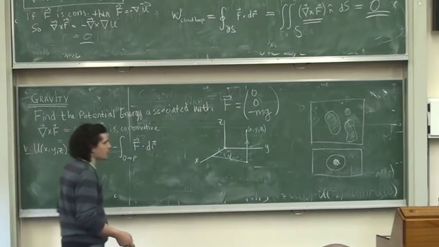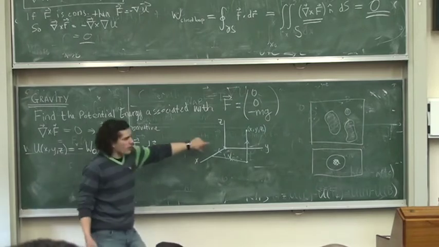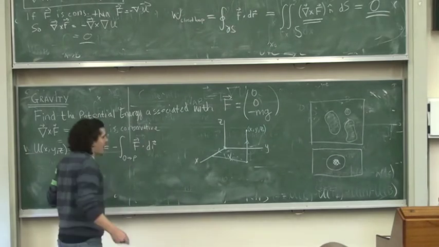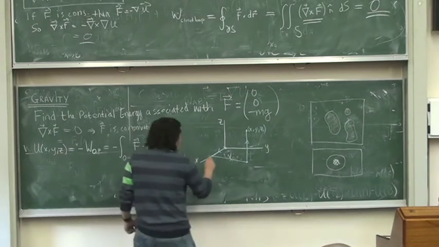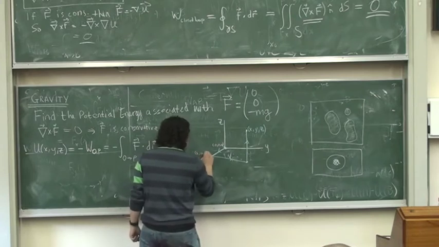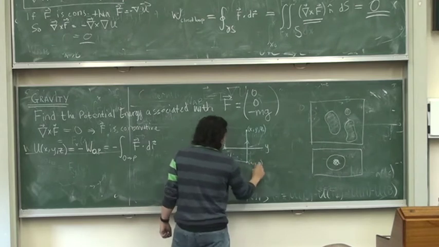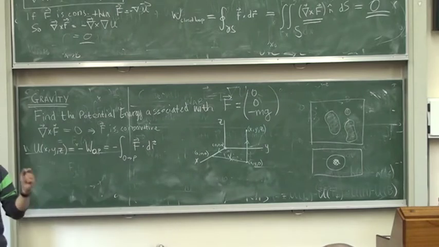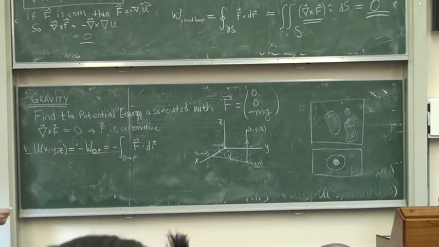So let me now evaluate the integral. How do I evaluate the integral of f dot dr along this path? Well, I have to parameterize each little region of the path as a line and perform the line integral. So this one goes from 0, 0, 0 to x, 0, 0. This one goes from x, 0, 0 to x, y, 0. And this one goes from x, y, 0 to x, y, z. So it's 3 segments that I'm going to be integrating my force along.